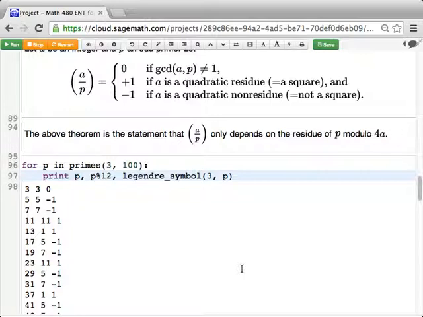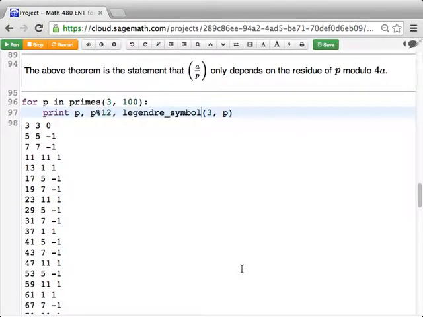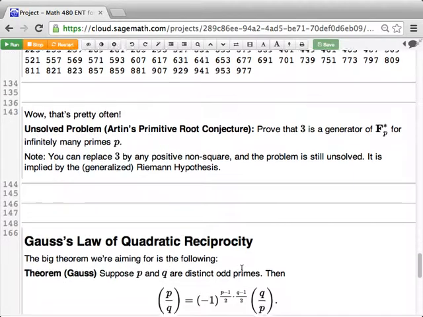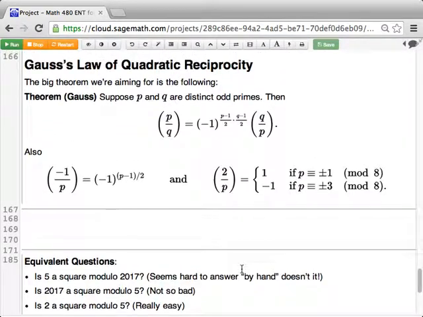Okay. Now, that's not all there is to this. There's a theorem which is pretty amazing. I'm going to skip this for a second and state this theorem. This is the theorem that we're aiming towards. I'll go back to the stuff I just skipped.